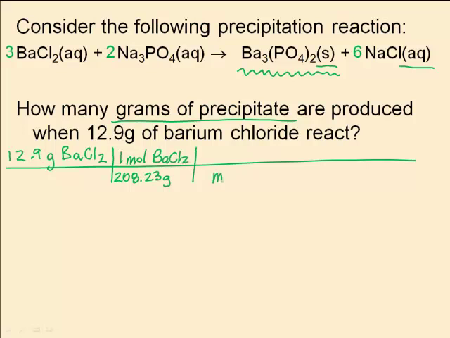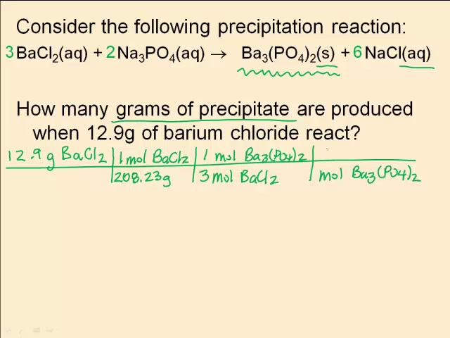Now we can write our mole ratio. We can convert from BaCl2 to Ba3(PO4)2. This, again, is where you use your coefficients. Barium phosphate has a coefficient of 1. Barium chloride has a coefficient of 3 after we balanced. The last thing we have to do then is convert from moles of barium phosphate to grams using its molar mass on top.